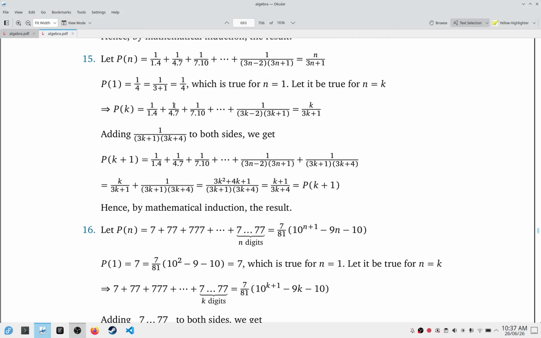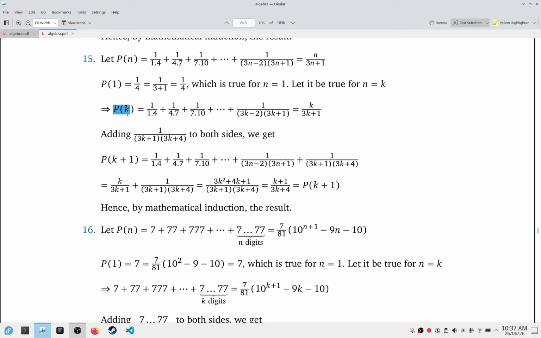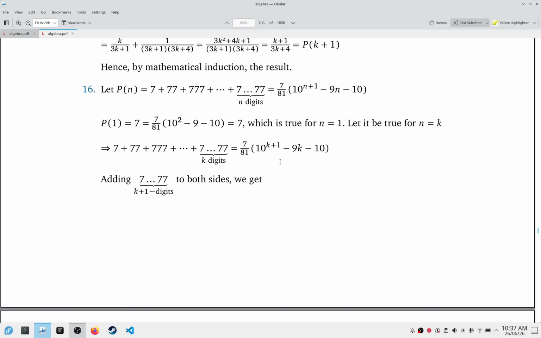We let it to be true for n is equal to k. So we have got this expression for Pk. And then we add 1 over (3k plus 1) times (3k plus 4) to both sides. Left hand side becomes P(k plus 1). And right hand side we evaluate, which becomes equal to k plus 1 by 3k plus 4, which is equal to again P(k plus 1).